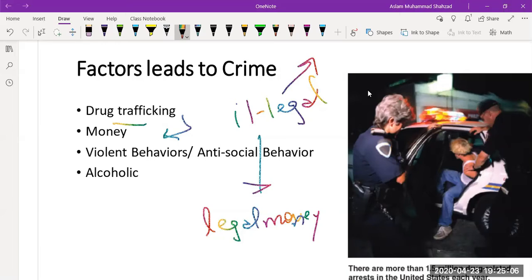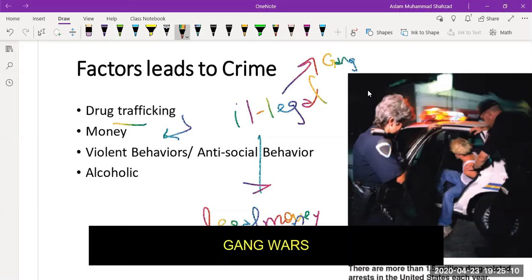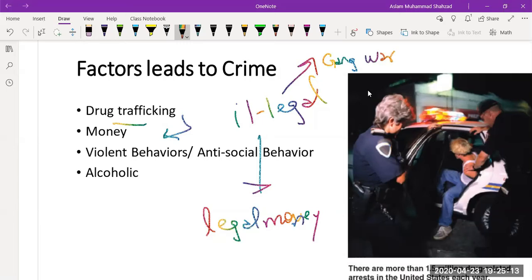gang wars, and it can lead to using that illegal money to make legal money, or in simple terms, and I know there are some students from finance in my class, money laundering is the exact term. So people use drugs to make that money, and because it is illegal and not part of the system, it is used to launder money in different parts of the world, and then it becomes legal money.